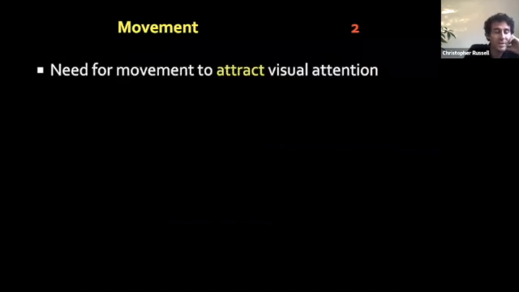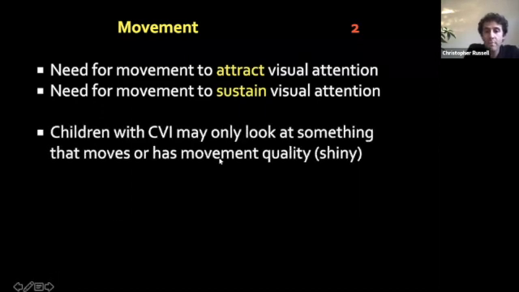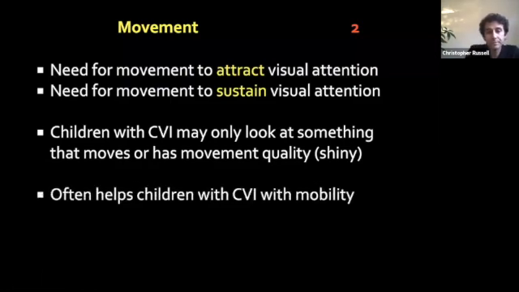Next characteristic here is movement. Kids with CVI may need movement to attract their visual attention or to sustain it. And we saw that in the dorsal stream. If something's moving, you can see it a lot better than when it's standing still. And we immediately get attention from something that's moving if we're using our dorsal stream. Kids with CVI may only look at something that moves or has a shiny, reflective quality to it.